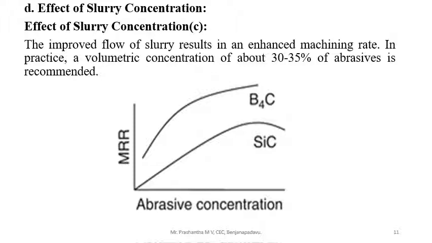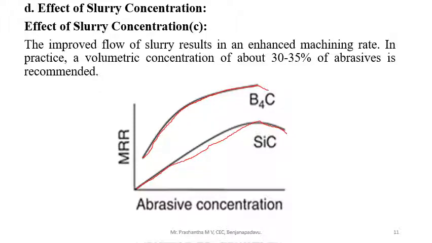Here look at the graph between abrasive concentration versus material removal rate. In the x-axis, abrasive concentration, and in the y-axis, material removal rate. Here B4C is boron carbide, SiC is silicon carbide. Look at here, till there the material removal rate increases and now decreases in the case of silicon carbide. And look at here also, till here the material removal rate increases, then starts to go down.